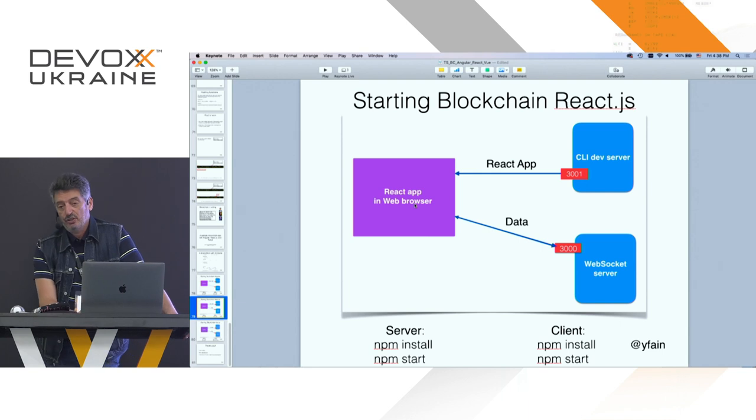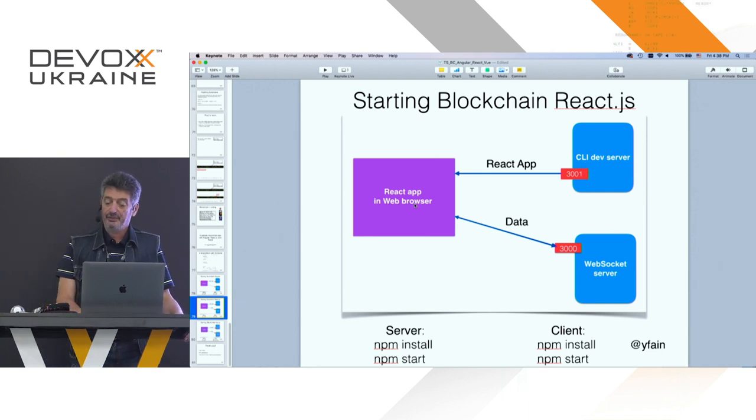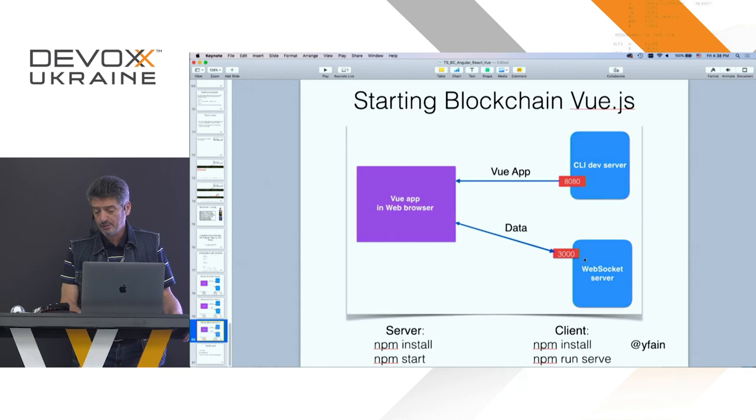In the second version, we have React app, which will be served by dev server from port 3001, but the web server will still run on port 3000. And the third version, again, the same architecture, but the CLI will run on port 8080, sorry, the dev web server for Vue, and the data will be coming from WebSocket server.